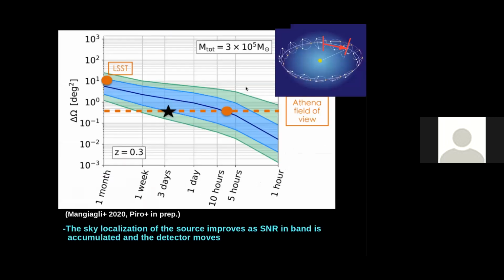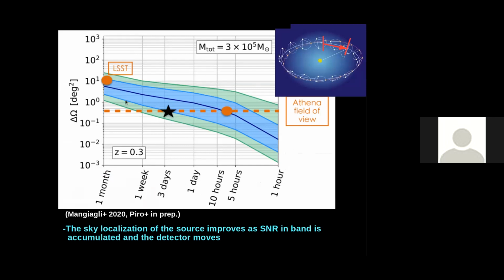So as a source in the LISA band stays in band for enough time, here, for example, I show a massive black hole binary that stays in band for a couple of months, okay? In a couple of months, the detector moves around, and this time-dependent response of the detector is very effective in locating the source in the sky.